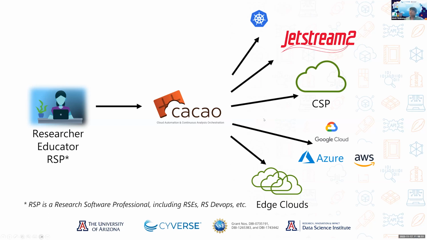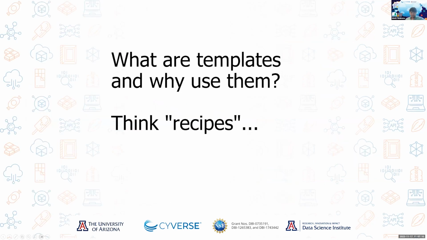CACAO is currently deployed in Jetstream2, and we have integration with AWS and Kubernetes. And the vision is that we can use CACAO to integrate with different types of clouds, whether it's Edge, Azure, Google Cloud, or any other types of clouds that may arise in the future.